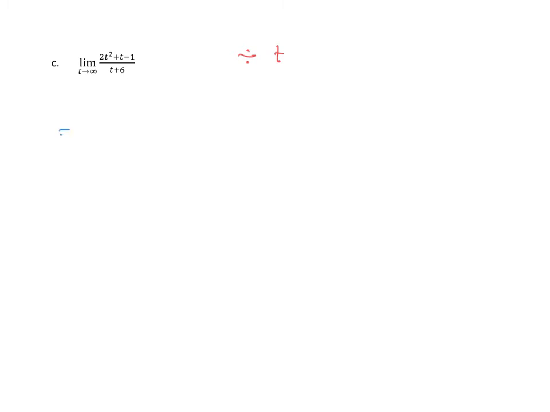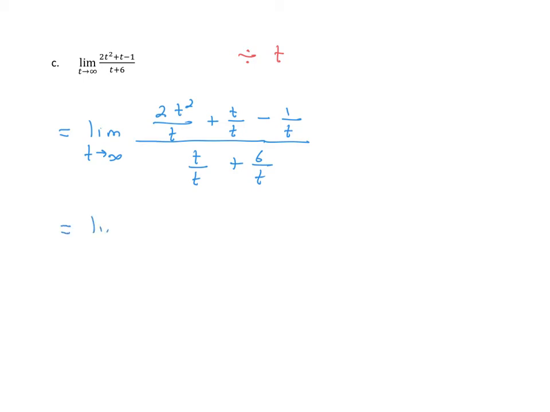So this limit is equal to the limit as t approaches infinity of 2t squared divided by t, plus t divided by t minus 1 over t. In the denominator, you have t over t plus 6 over t. And we can simplify this a little bit. This is the limit as t approaches infinity of 2t plus 1 minus 1 over t, and in the denominator, you have 1 plus 6 over t.